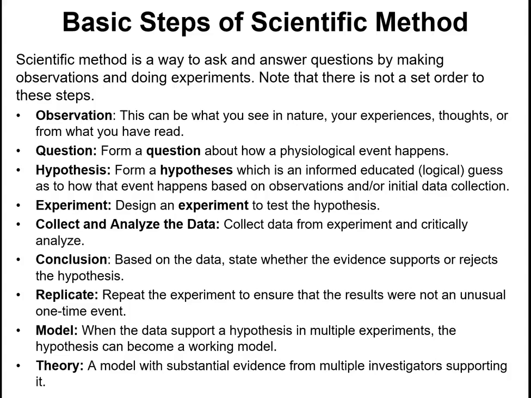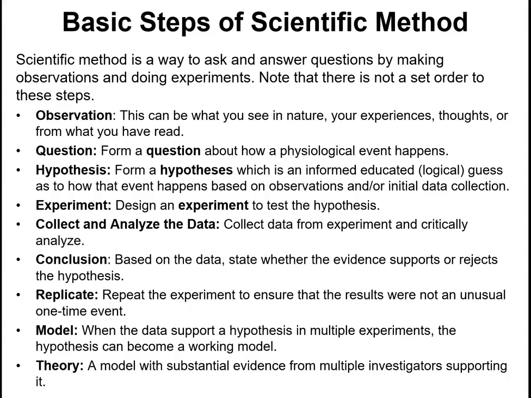Based on that analysis of the data, we are going to form a conclusion. Did the experiment and the evidence we got from it support our hypothesis, support that answer, or does it conclude that that is not an accurate answer to the question? If our conclusion rejects the hypothesis, it says, no, this is not an accurate answer to the question, then you form a new hypothesis. You come up with a new possible answer to that question, and then you form a new experiment.